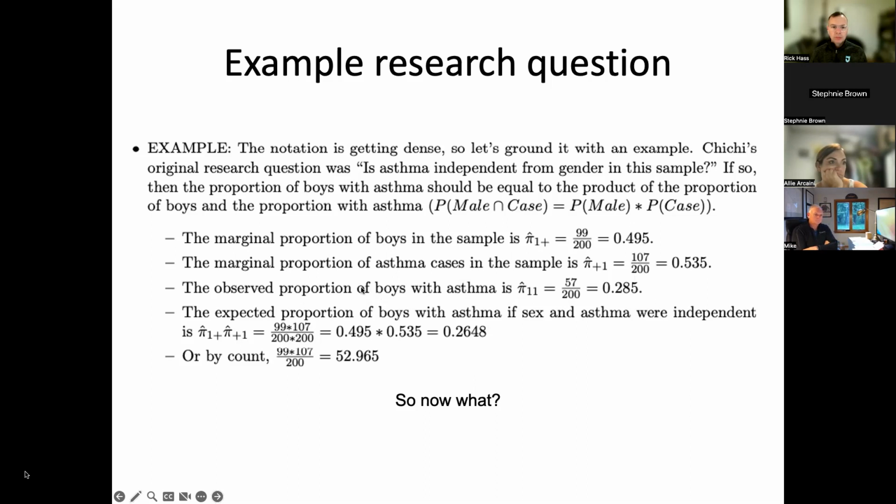If we wanted to look at the proportion of boys with asthma, it's 28.5% of the total are boys with asthma. There's 2 different ways you can sort of look at that.